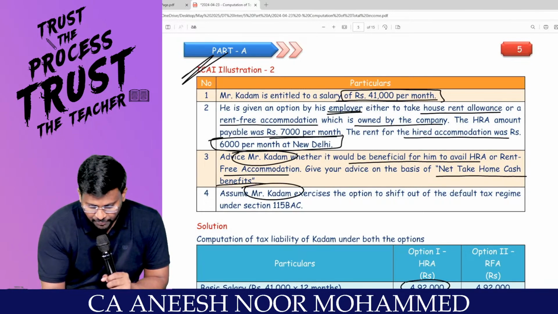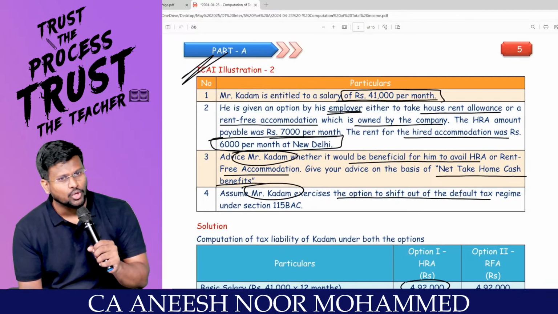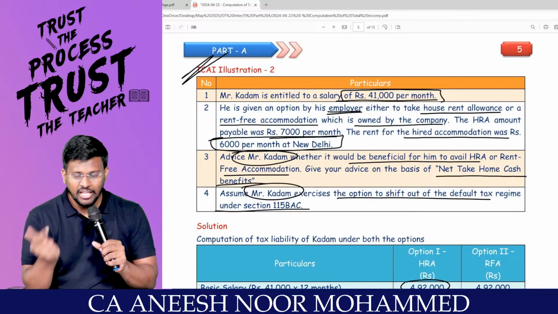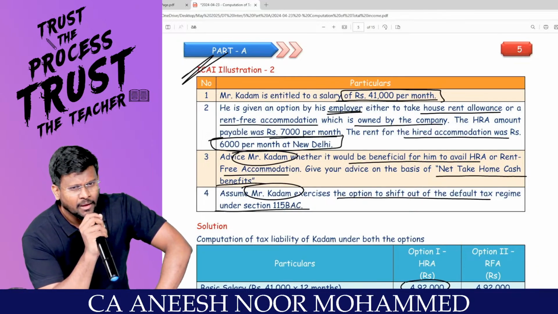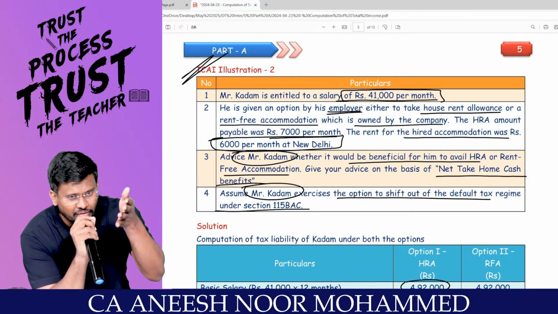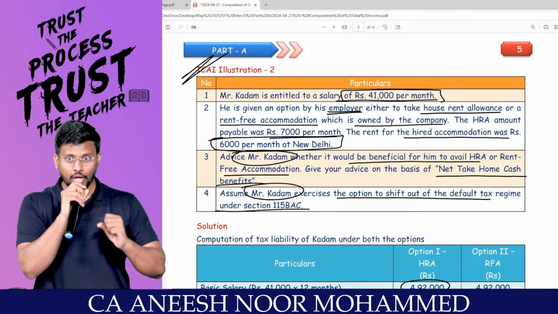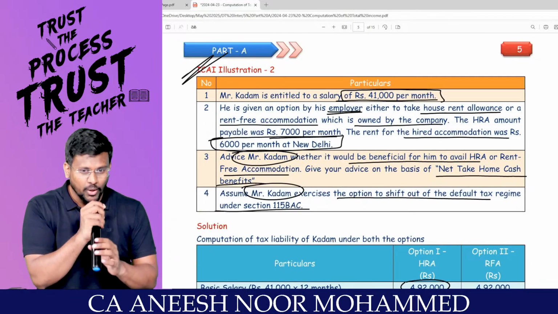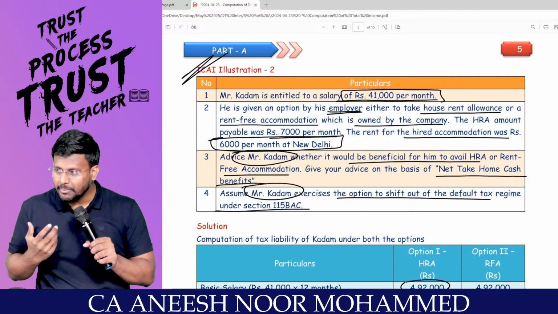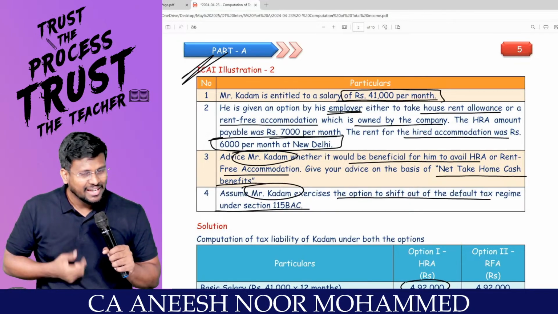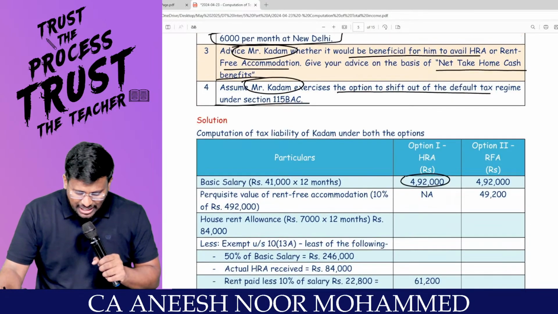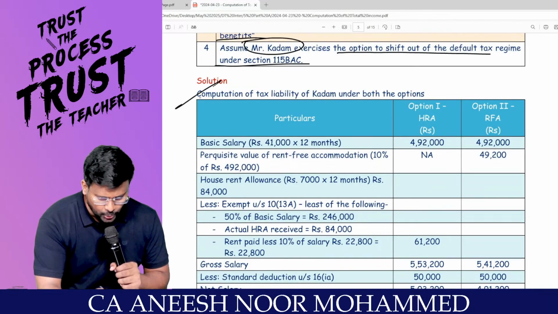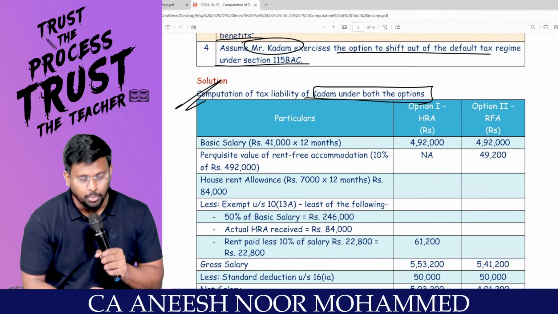Assume Mr. Kadam exercises the option of shifting out of the what tax regime? Default tax regime under 115BAC. If he shifts out of the default tax regime, then only is the question valid. Because if he says that I will travel through the default tax regime, HRA under section 10(13A) will be fully taxable. He can't claim HRA deduction at all. Right? So, in order to apply this question, he should travel through the regular regime. I am coming to the discussion of the answer. Computation of tax liability of Mr. Kadam under both the options. This is option number 1.